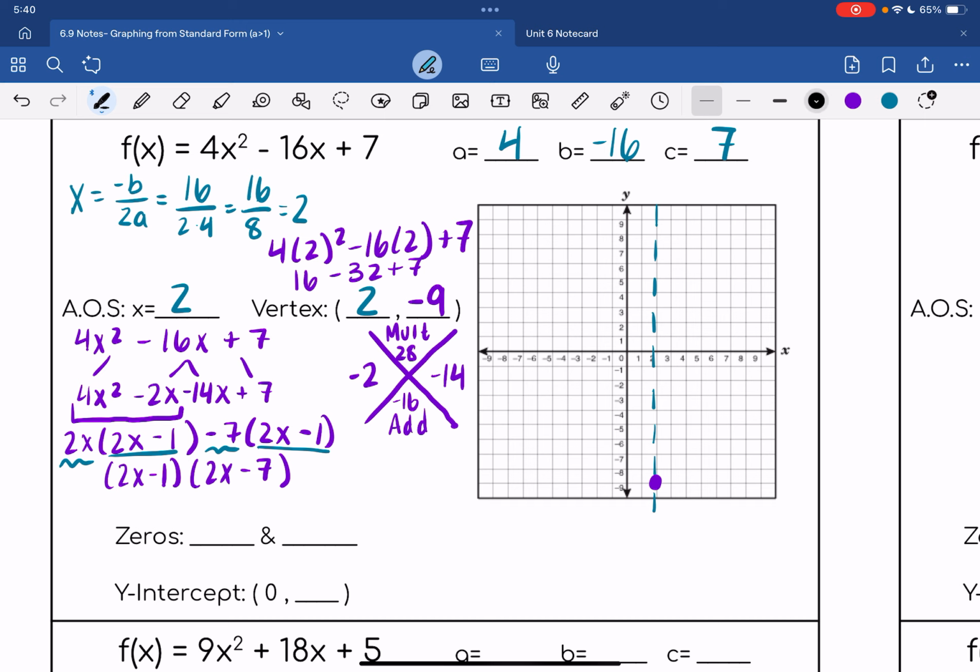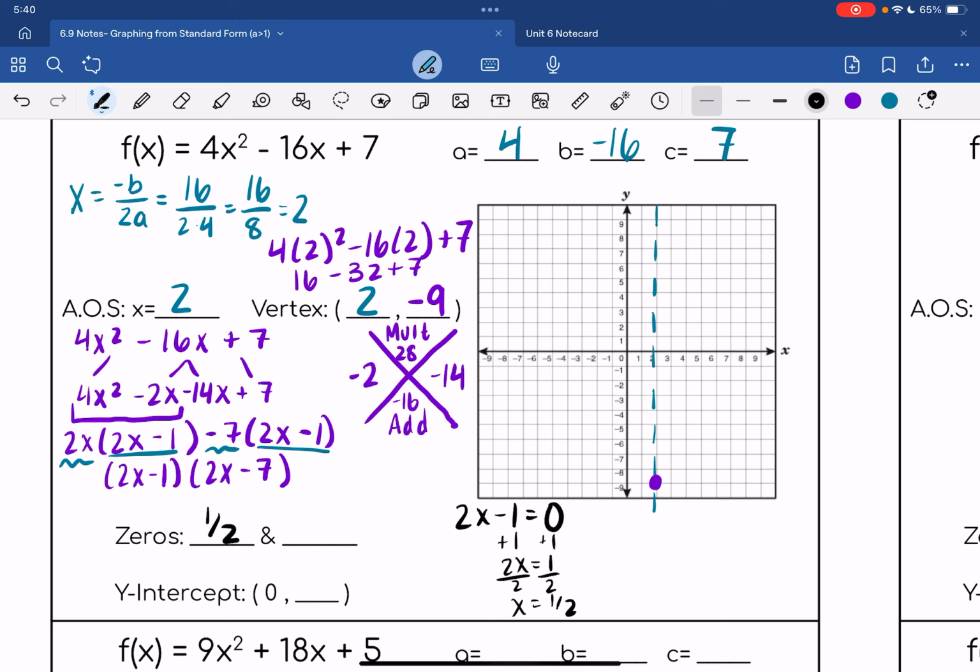I'm going to use the space underneath my graph. So 2x minus 1 equals 0. I would add 1 to both sides. I would get 2x equals 1. Divide by 2. I'm going to get x equals 1/2. That is one of my zeros.